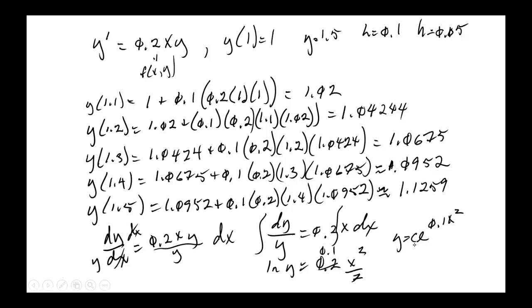Now, we should have a constant in there, so we put C e to the 0.1x squared, and then let's plug in our initial value. 1 is equal to C times e to the 0.1. So C is 1 divided by e to the 0.1.